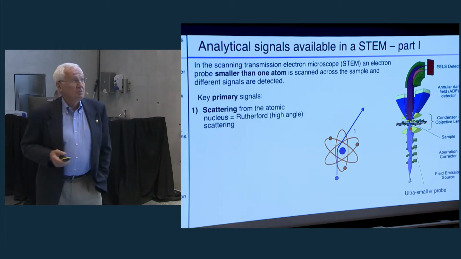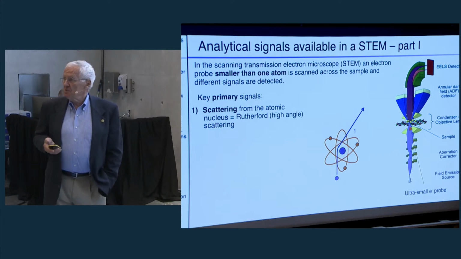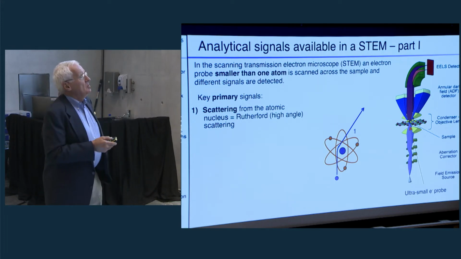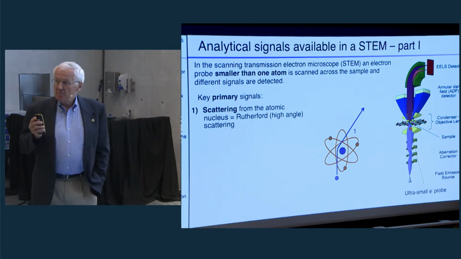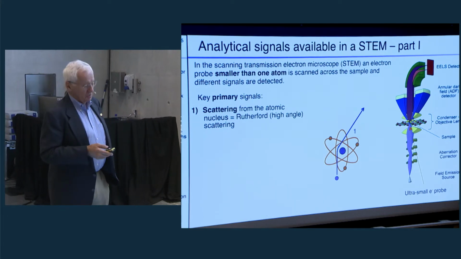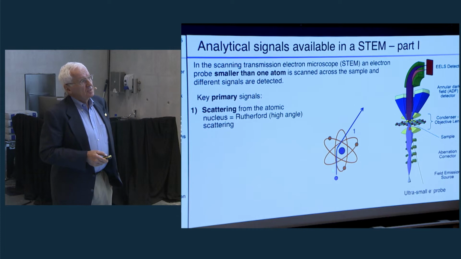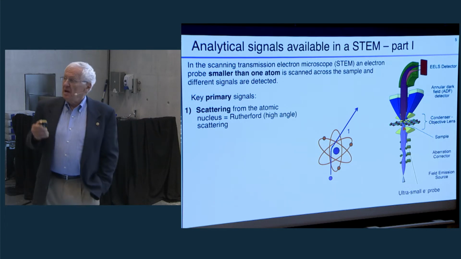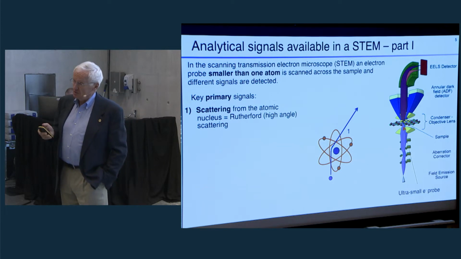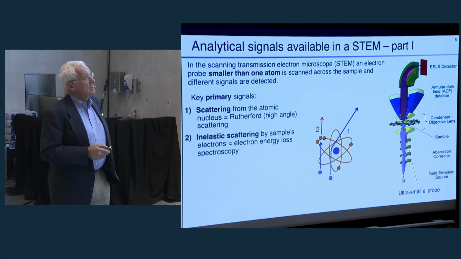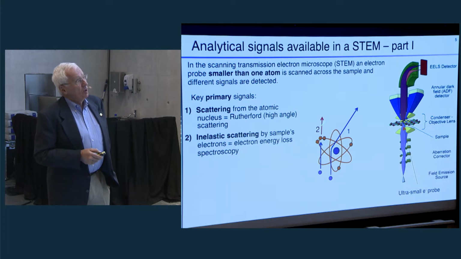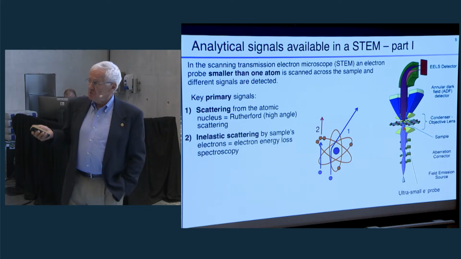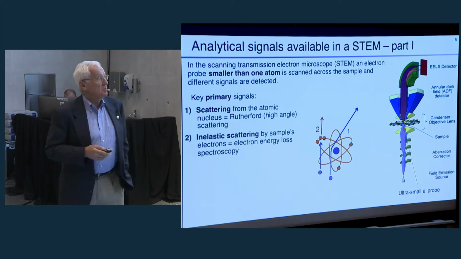So, a quick review of the analytical signals. I think all microscopists in this room will be familiar with it. We have in the STEM, the primary signal tends to be high angular dark field imaging, which is the electrons deflecting close to the atomic nucleus to large angles. You catch it on an annular dark field detector, and it tells you that there was a heavy atom here. And the intensity of that signal actually weighs the atomic nucleus. We have inelastic scattering by the sample's electrons, smaller scattering angles, but energy losses which we can analyze, and they tell us what kind of atoms we had.